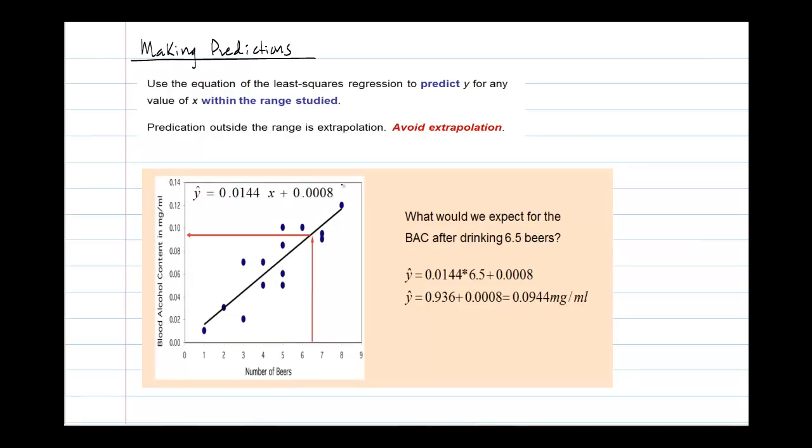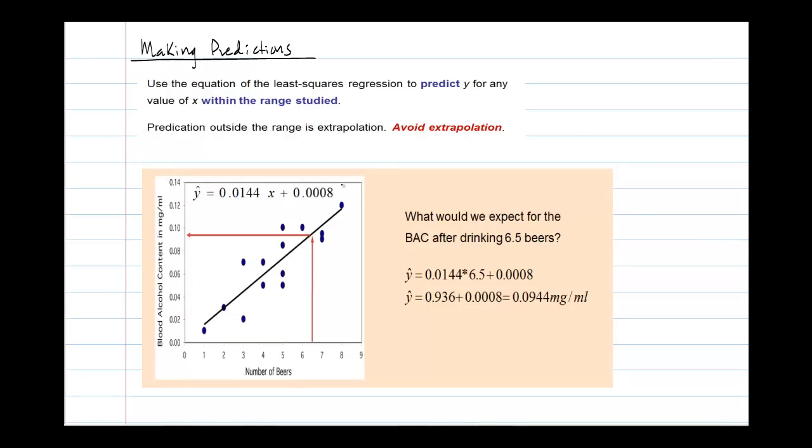But again, only use the equation for least squares regression to predict y for any value of x within the range studied. So we looked at blood alcohol content between 0 and 8 drinks. We don't want to extrapolate what's going to happen at 32 drinks. So again, prediction outside the range of the data is called extrapolation. We don't want to do that. We don't want to predict that far beyond the bounds of the data.